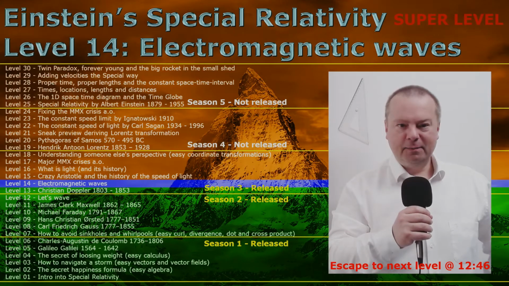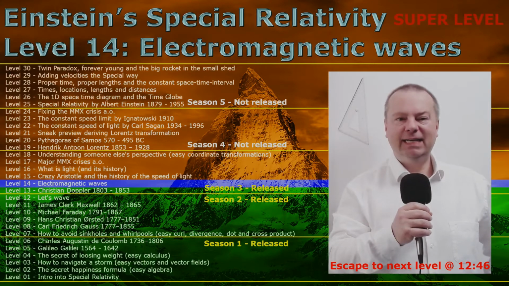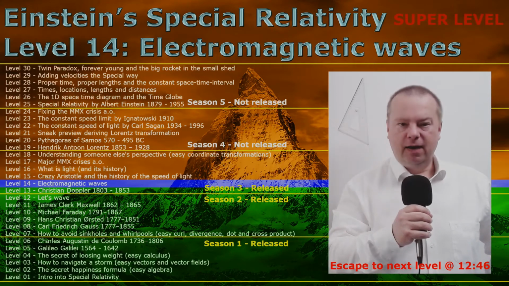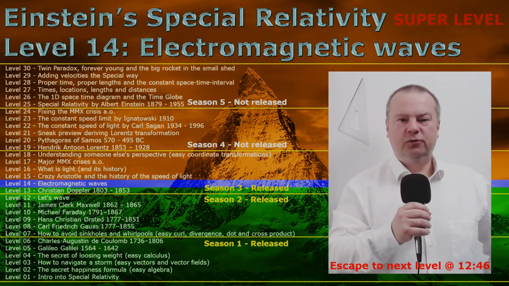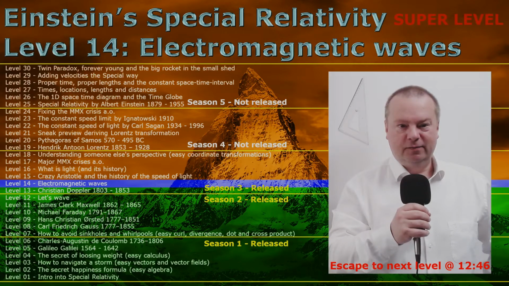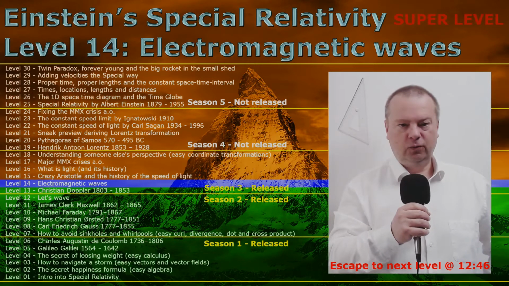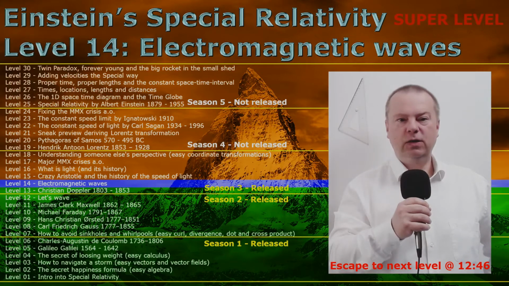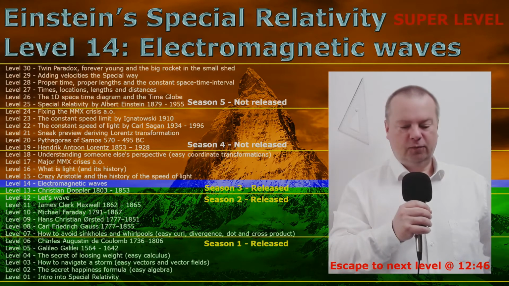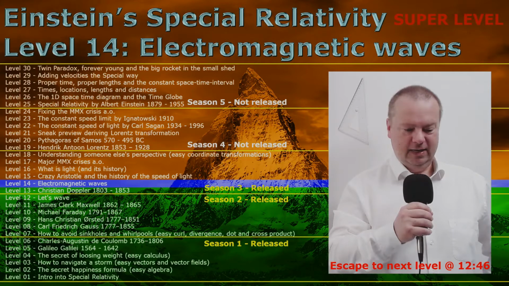Hi, my name is Tom and you are at level 14 out of 30 easy steps to understand everything about Einstein's special relativity. This is the first super level on our mountain. If you watched episode number 1, in which I introduced all the levels, I told you there will be 2 super levels. Number 14, this one, and number 23. So, welcome to the first super level.